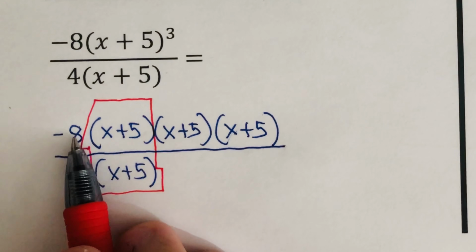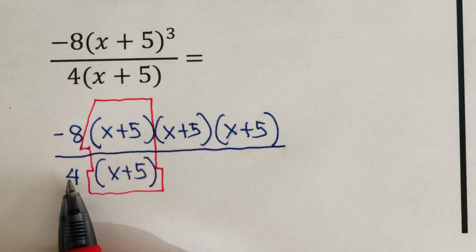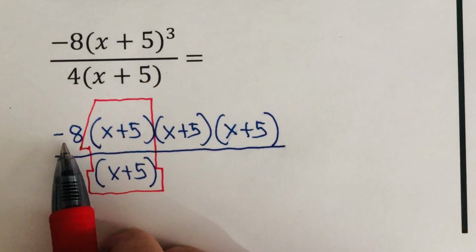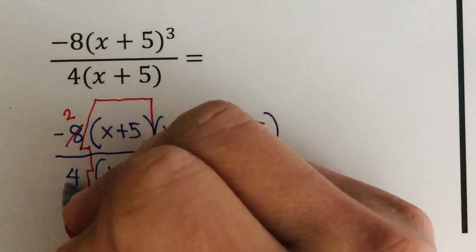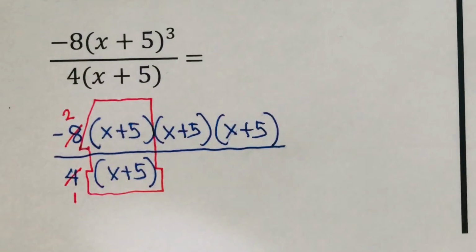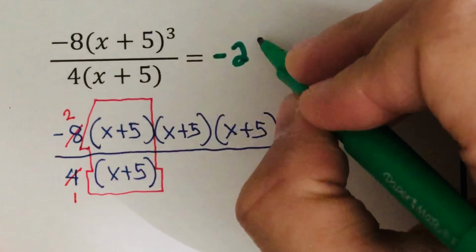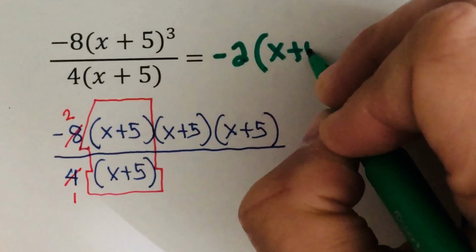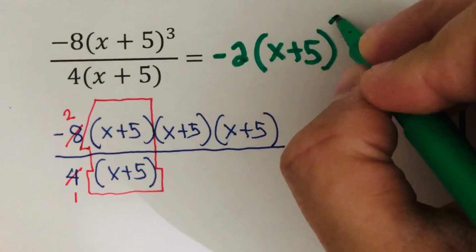But this one here, we can still simplify. So negative 8 divided by 4. Or we can go ahead and say that there are 2 4's in 8, so that's negative 2. And then there's 1 4 in 4, so we can go ahead and say that's 1. So the leftover here would be negative 2 times (x + 5). And then there are 2 groups of them, so that is raised to the power 2.